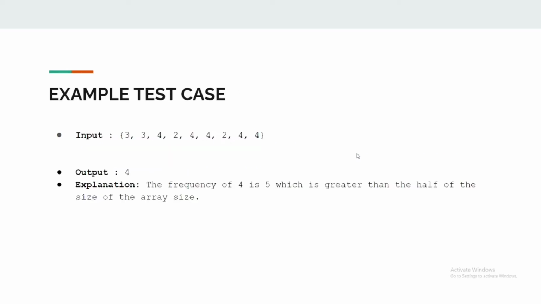Right. So if we talk about an example test case, this is an array having 3, 3, 4, 2, 4, 4, 2, 4, and 4. If you see, 4 is occurring 1, 2, 3, 4, and 5 times. And the total number of elements in the array is 1, 2, 3, 4, 5, 6, 7, 8, 9. So out of 9, 4 is occurring 5 times, which is n by 2 plus 1, greater than half. And that is why 4 is the majority element in this array.